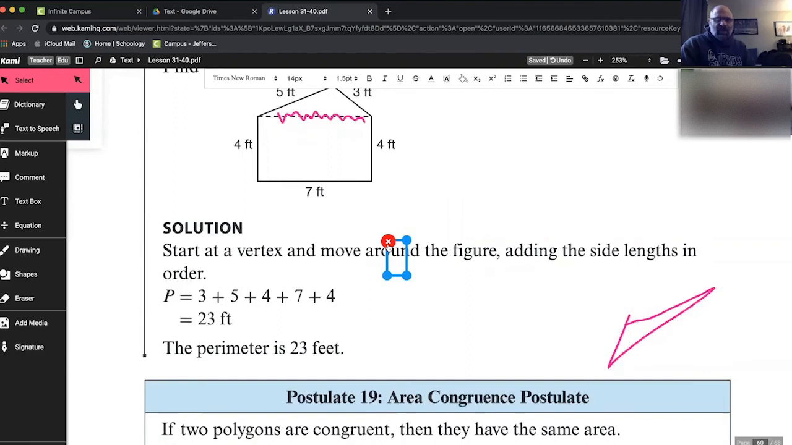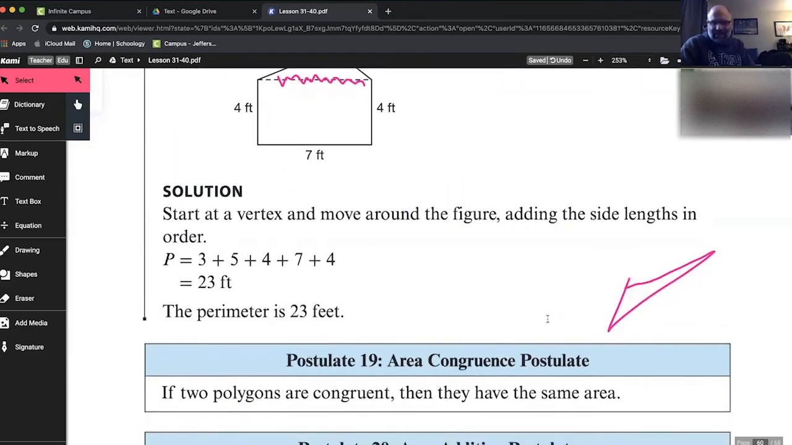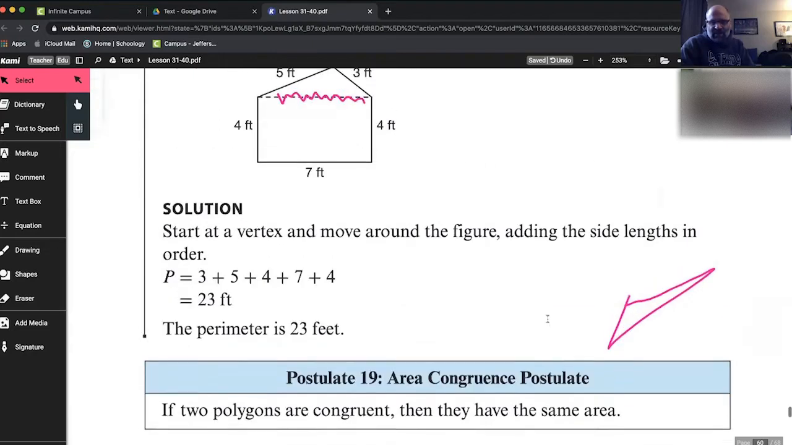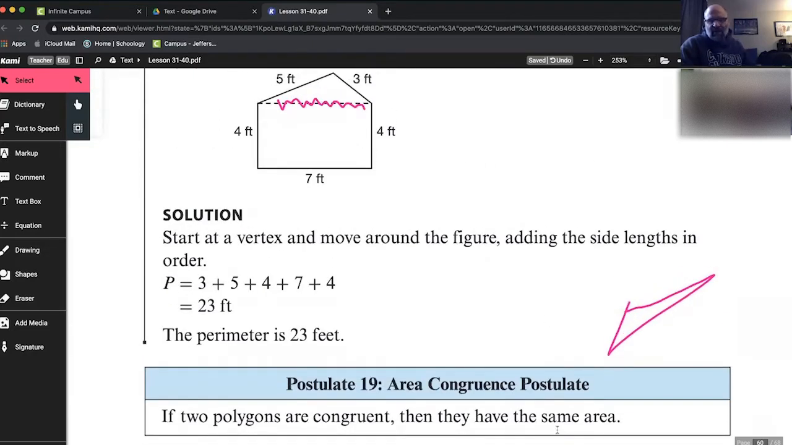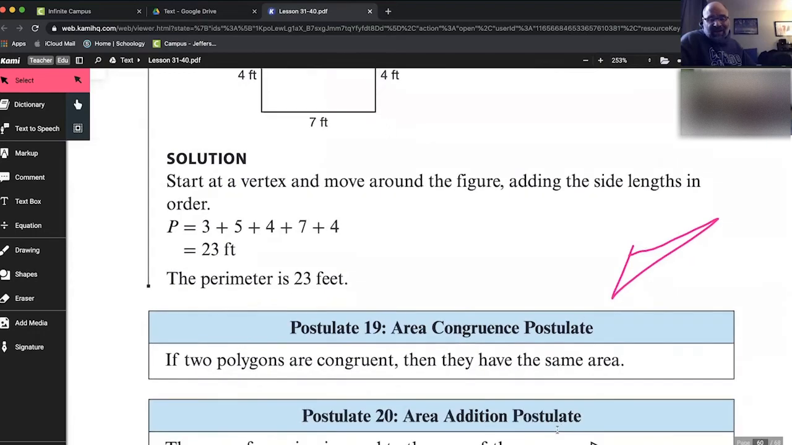Oh, well. So if you have these two things, then they have the same area. That kind of makes sense, right? It's almost embarrassing to even tell you this postulate. If two polygons are the same size and shape, or that's what it means to be congruent, then they have the same area. Well, duh.